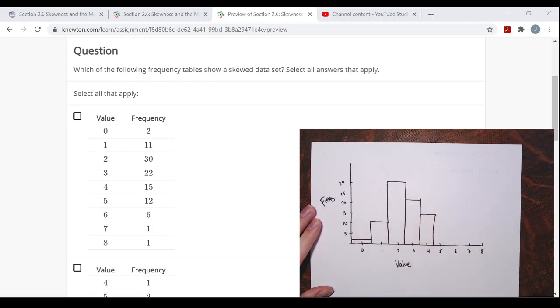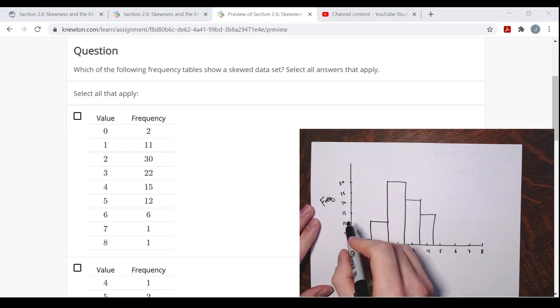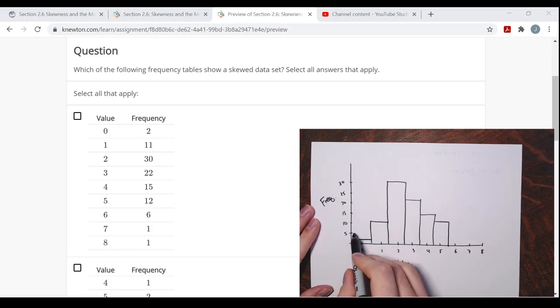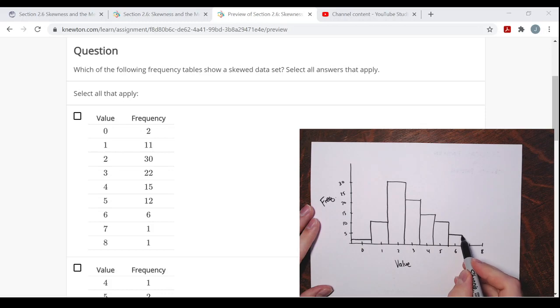Again, this isn't the best looking histogram. There are 12 5s. There are 6 6s. And there are 1 7 and 1 8. So 1 7, 1 8. There's little tiny bars there.